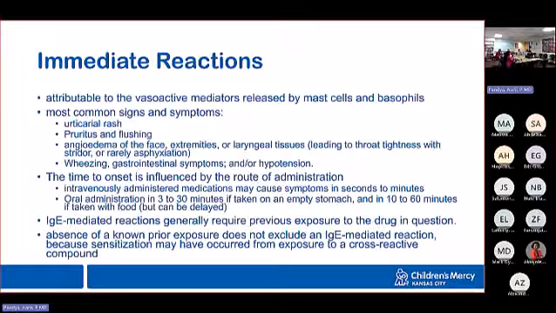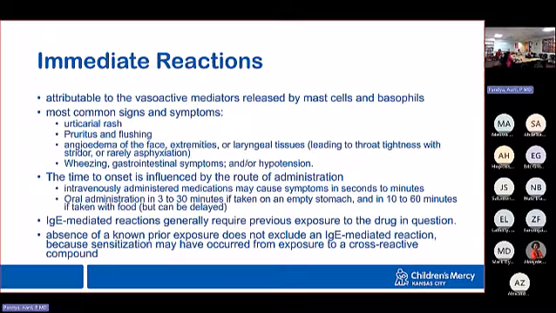You can see now why we do a 60-minute observation with regards to many patients that we do drug challenges on. However, it can be delayed, as I mentioned in an earlier slide. It can take up to 6 hours to have an immediate reaction. So it's one thing to take into account here. But again, the bulk is going to occur within the first 60 minutes.